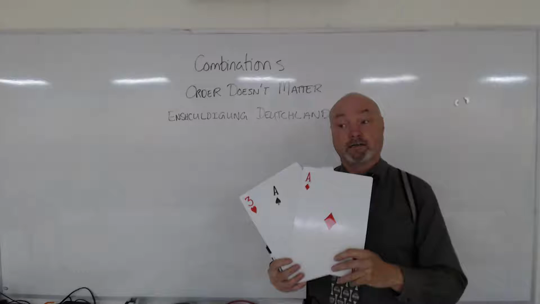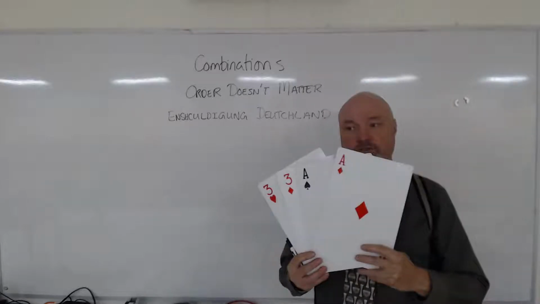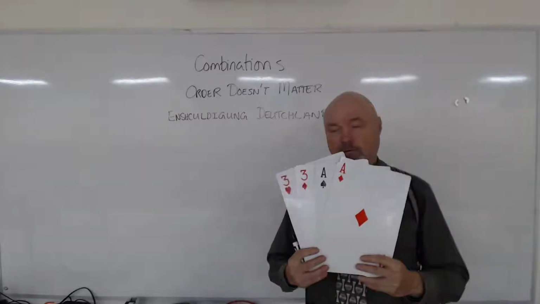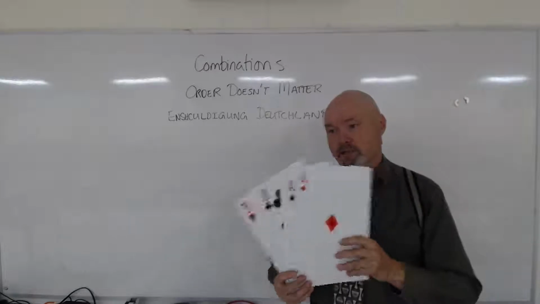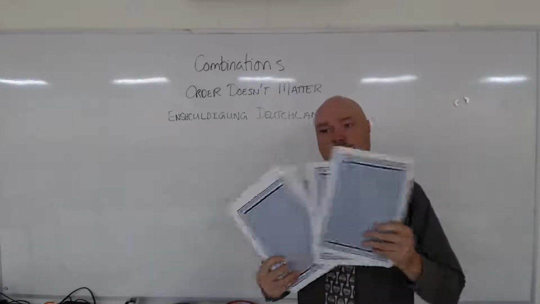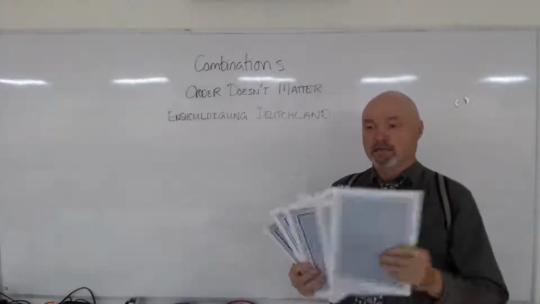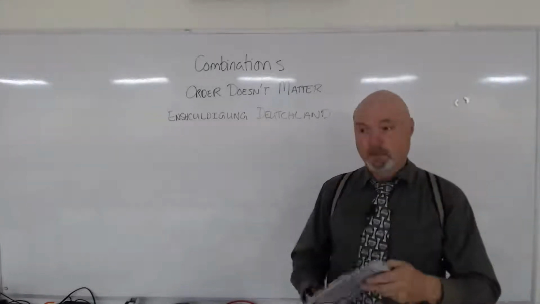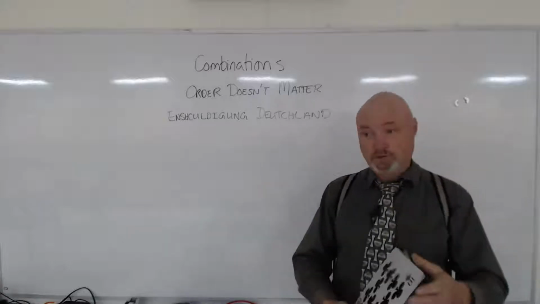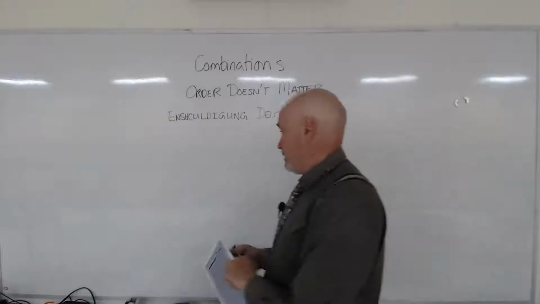I'm dealt 5 cards, like I'm playing some kind of poker. So really, I'm not worried about what order I get them in. I'm just worried about how many different hands of 5 cards there could be. But we start out just as if we're doing permutations. So we say, oh yeah, look at this.